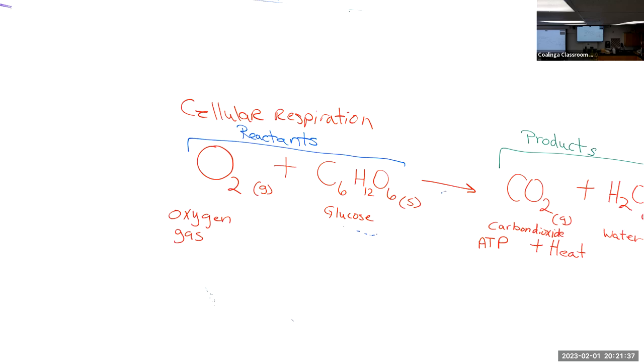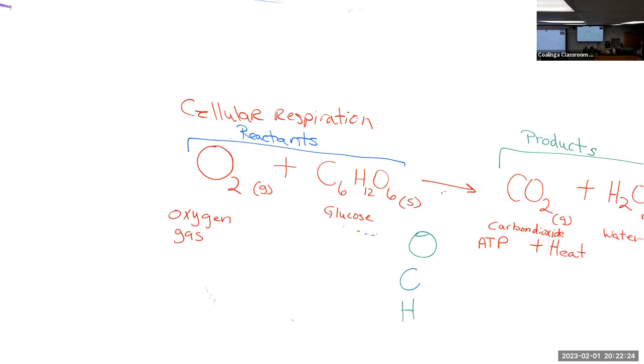Okay. The first thing I always do is write down the elements that I'm working with. So, what elements do you see? We have oxygen, carbon, and hydrogen. I write them in the center so that I don't have to write them twice. But if you want to write them twice, you can write them over here and over there. Whatever floats your boat.